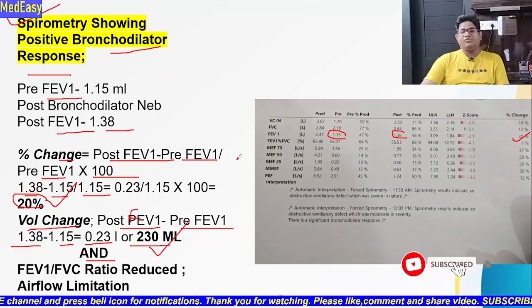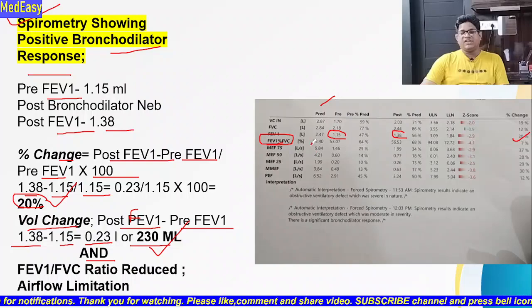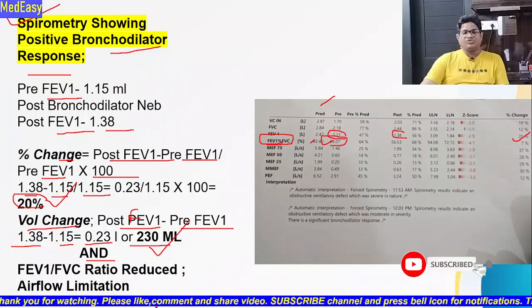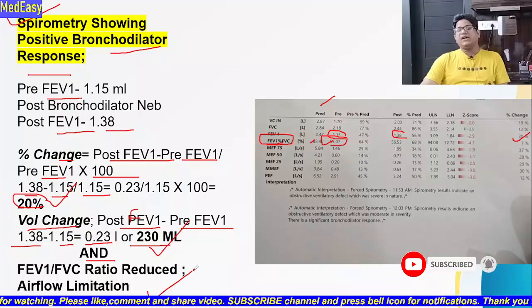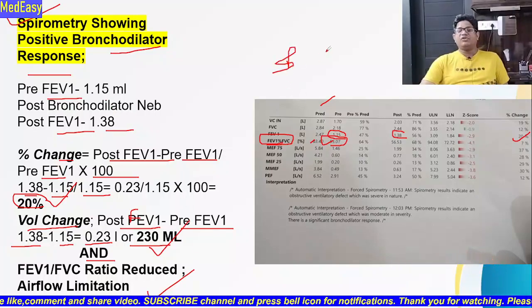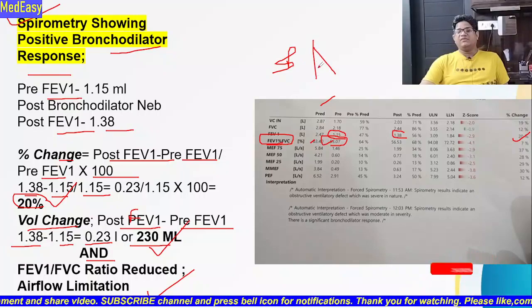You also look at the FEV1/FVC ratio here. It is also reduced. The predicted value is 83.4 and the observed value is 53.07. So it is reduced, suggesting airflow limitation, and with positive bronchodilator responsiveness, it is highly suggestive of bronchial asthma. Fine.